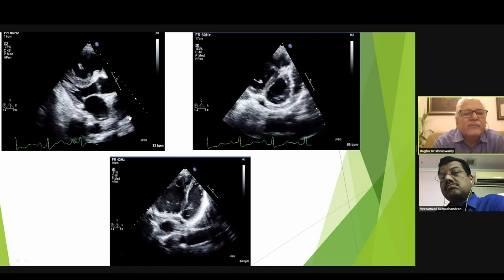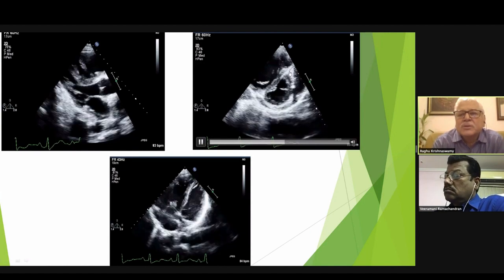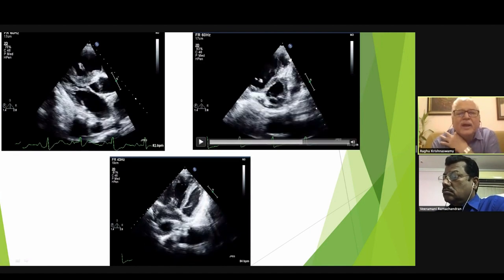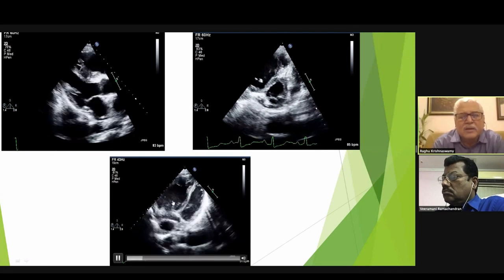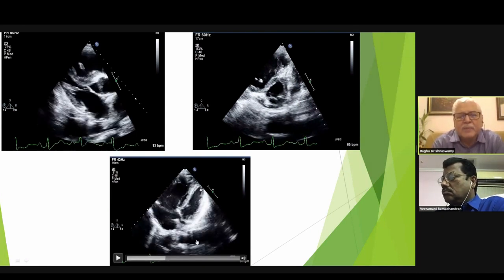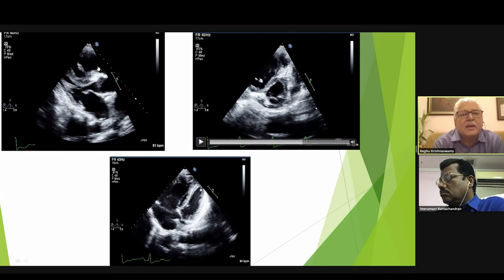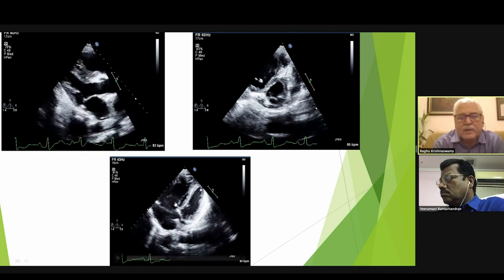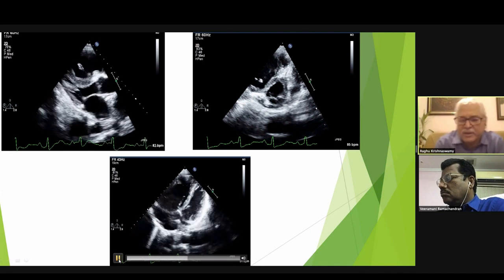This was the echo when she started deteriorating. This was the initial echo, and it showed very severe PAH. But all the classic signs of pulmonary thromboembolism are there: the flattening of the septum, the dilatation of the RV, and of course the RV free wall hypokinesia.